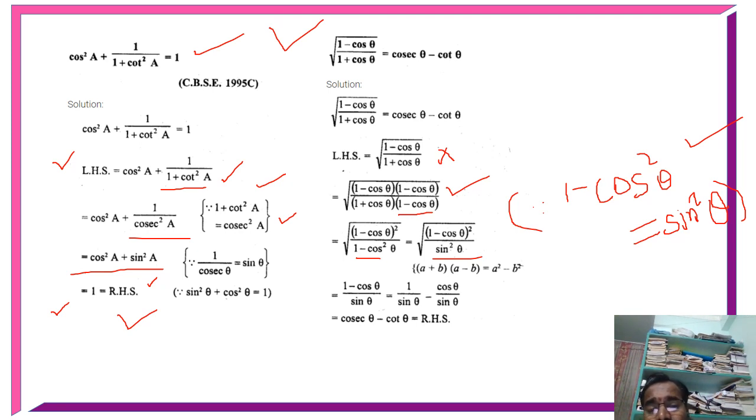Now expand it: 1 by sin theta minus cos theta by sin theta. What is 1 by sin theta? Cosecant theta. Cos theta by sin theta is cot theta. So we took LHS, we rationalized the denominator, we used the first identity, and we simplified. Finally we got RHS, so LHS equals RHS. So by using identities, we can do it like this. Let us go with the next application.